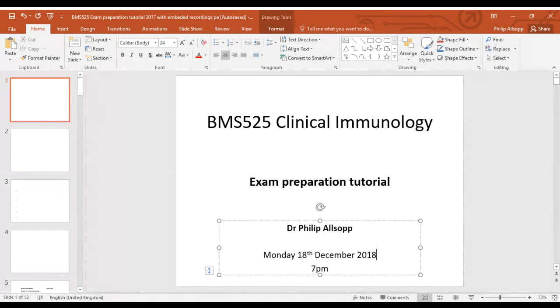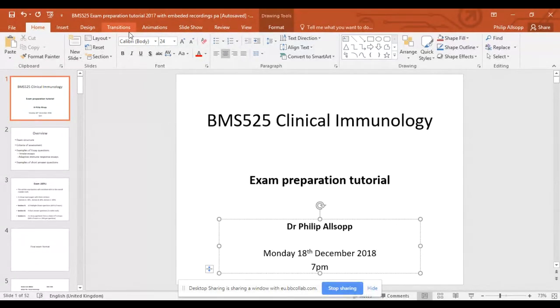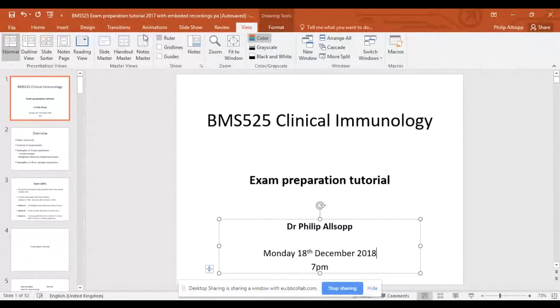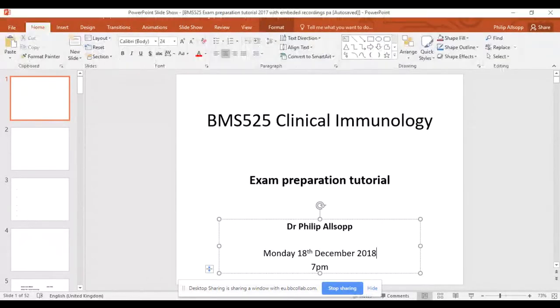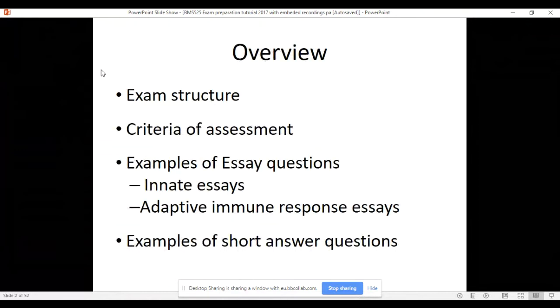So what we're going to do is go through this tutorial and guide you through the exam. Please, if you have any questions, just let me know. Okay, so I'm going to give you an overview of the exam structure, the criteria of assessment, examples of essay questions in terms of innate essays and adaptive immune response essays, and some examples of short answer questions.